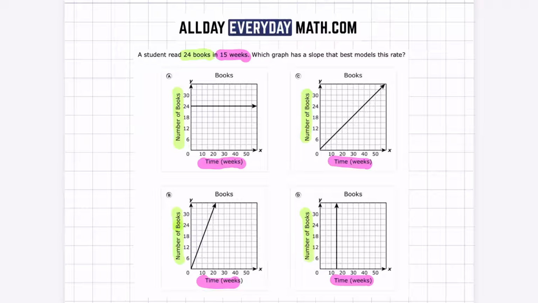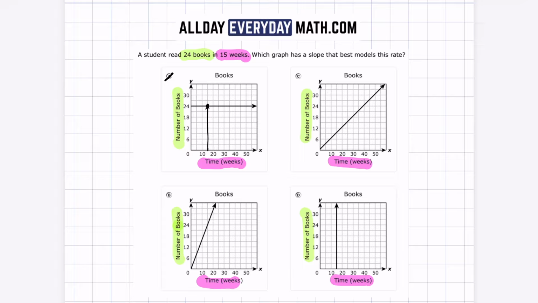and 24 books. So for letter A, we're going to go to 15 on the x-axis and go straight up to our graph. And notice we do have a point at 15 weeks, and its corresponding y value is 24 books. But we have a horizontal line, and that's basically saying that our student had already read 24 books after 0 weeks. And so that's not going to make much sense, and so we're going to mark out letter A.